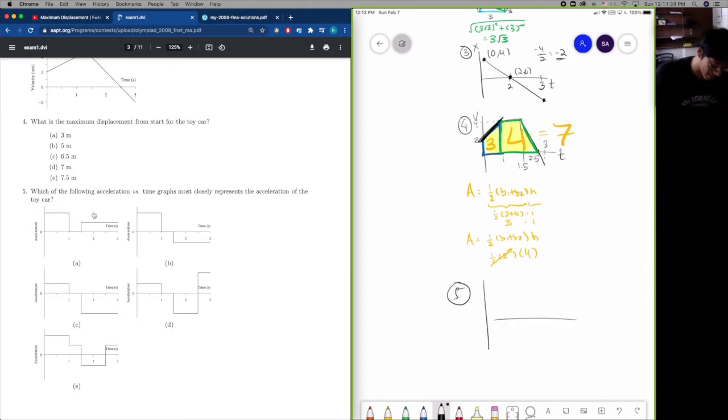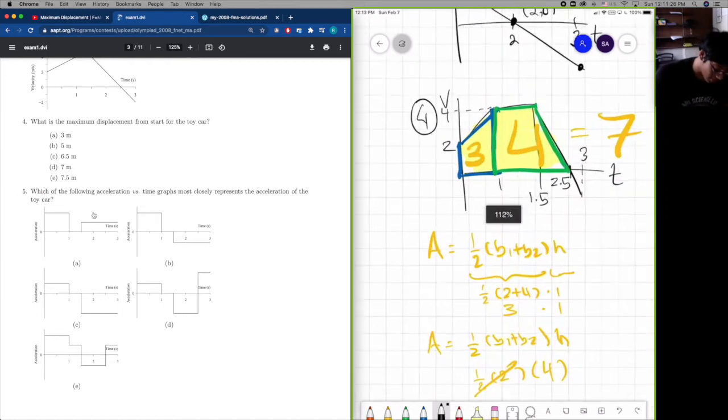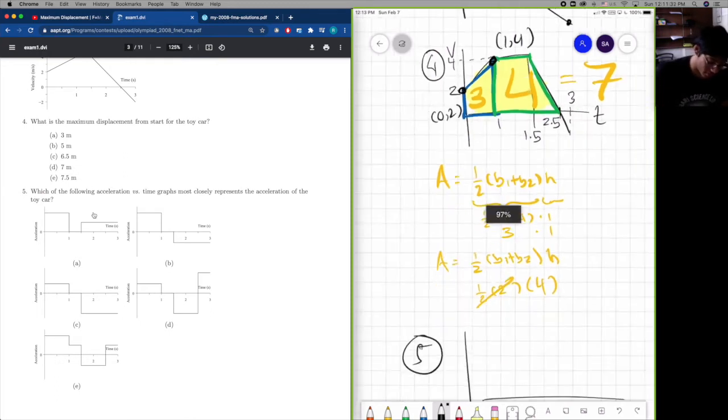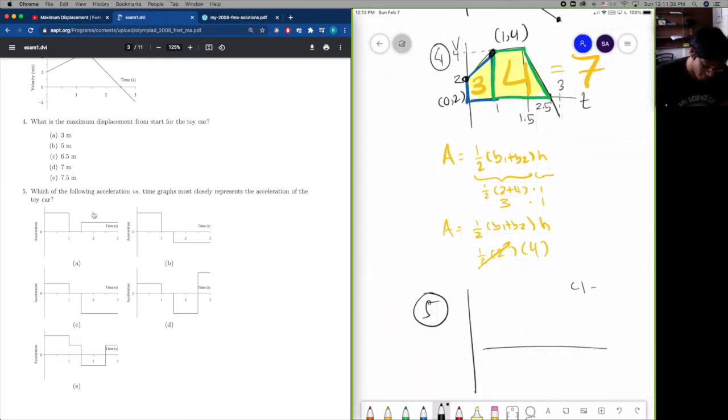The acceleration here, well, what is that? Find the slope. Well, this point is (1, 4), and this point right here is (0, 2). Find the slope between those two points. What is that? Well, it's going to be 4 minus 2 over 1, which is 2. And so our acceleration for the first 1 second is going to be 2 meters per second squared.